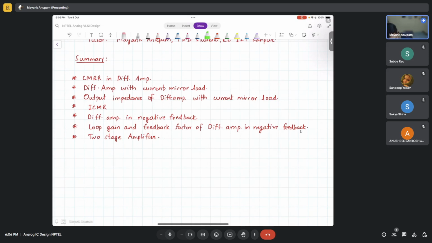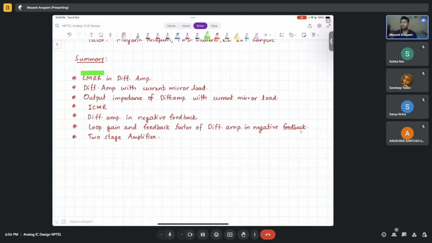So in week 10, the differential amplifier was introduced, the differential amplifier with a current mirror load. And in week 11, the instructor delved into a new concept, which is very important for differential amplifiers, called the common mode rejection ratio.